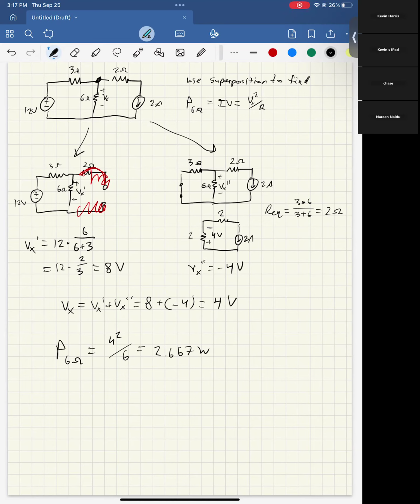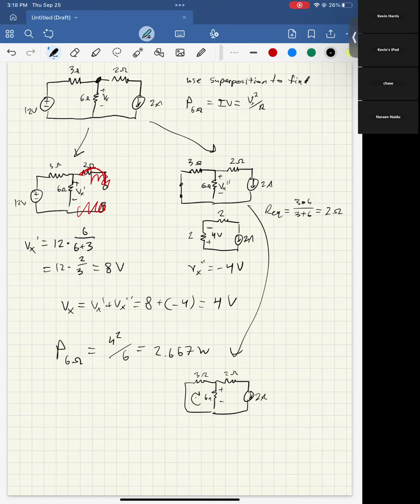So another way you could have done the one with the current source is you can also use mesh current for that, and that would be also straightforward. I'll go over that real quick because that can be a bit easier to see. So we could have also done this as, we're trying to find this. We have 6 ohms, 2 ohms, 3 ohms, 2 amps.